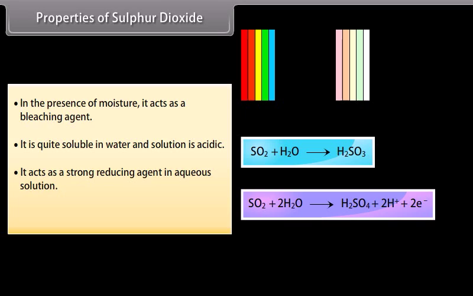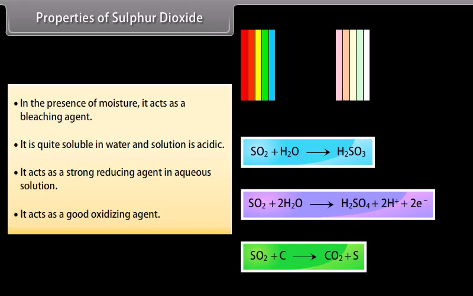It acts as a strong reducing agent in aqueous solution. It also acts as a good oxidizing agent. For example, at 1000 degrees Celsius, it oxidizes carbon into CO2.